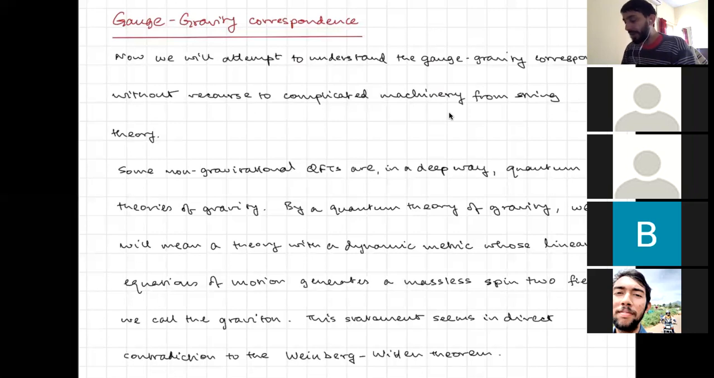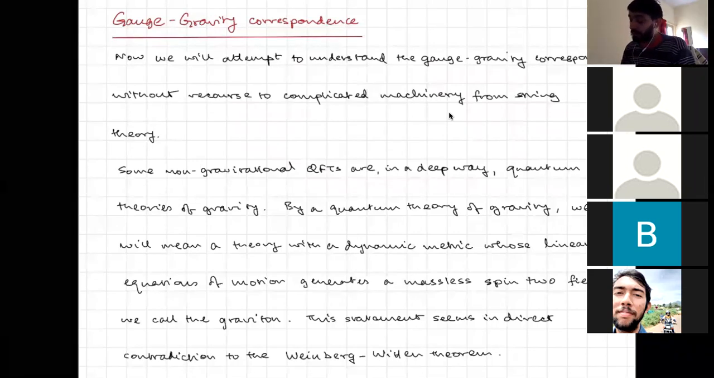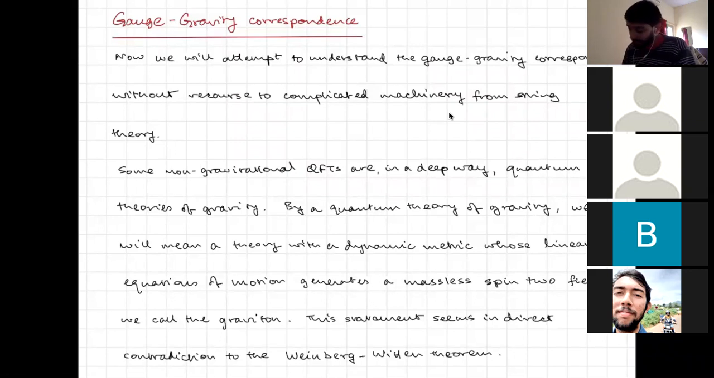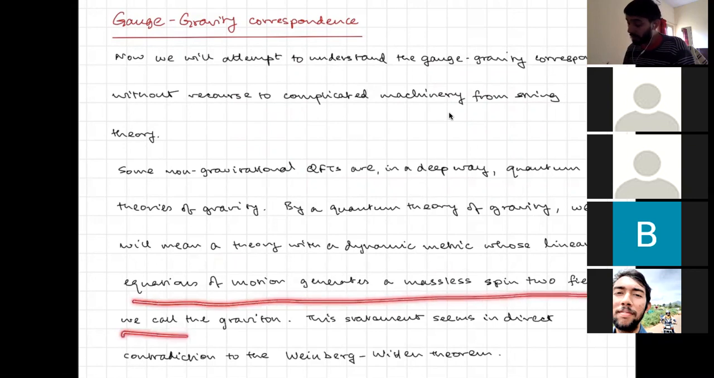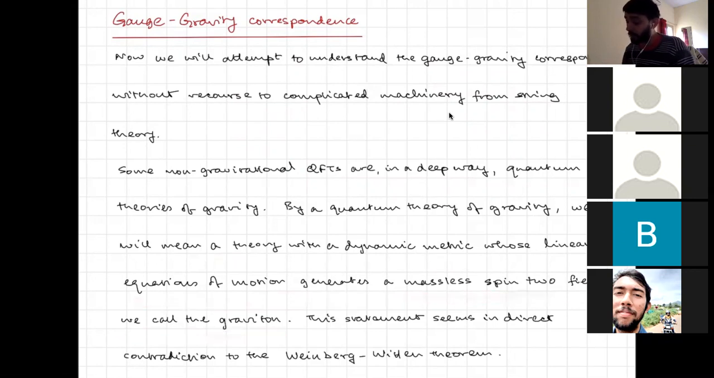So I start off with a very, very weird statement: that some non-gravitational quantum field theories are in the deep way quantum theories of gravity. What do I mean by a quantum theory of gravity? By this, I will mean a theory which has a dynamic metric whose linearized equations of motion generate a massless spin-2 field that we'll call a graviton.